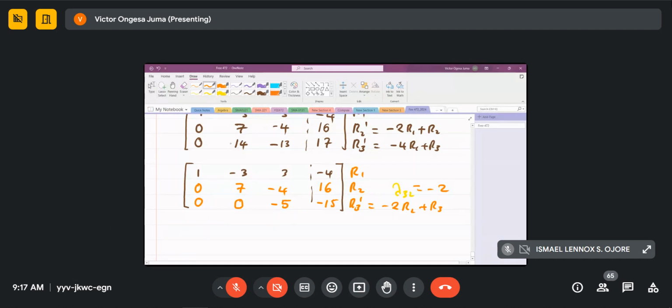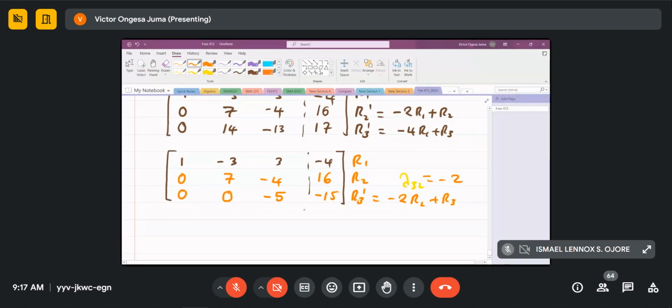Now, once you have obtained this upper triangular system, and you are happy, you start back substitution. Start from the bottom one. It means -5z is the same as -15. That means z is the same as what? 3.